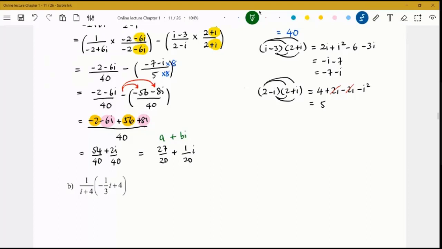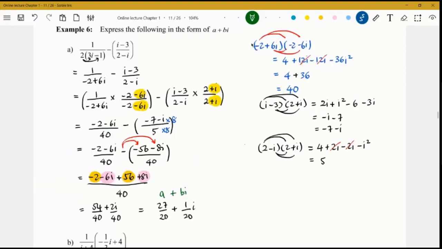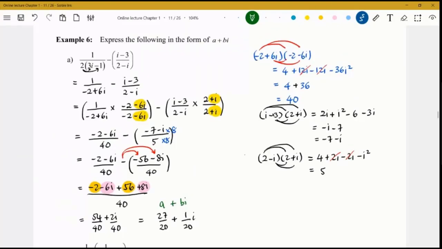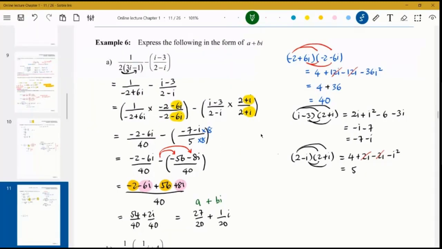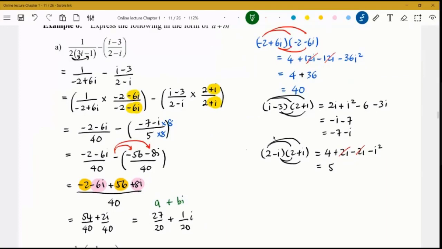Okay? Alright. Okay, itu adalah example 6A. Okay, salin dulu mana yang nak salin. Lepas tu kita nak masuk kepada 6B.